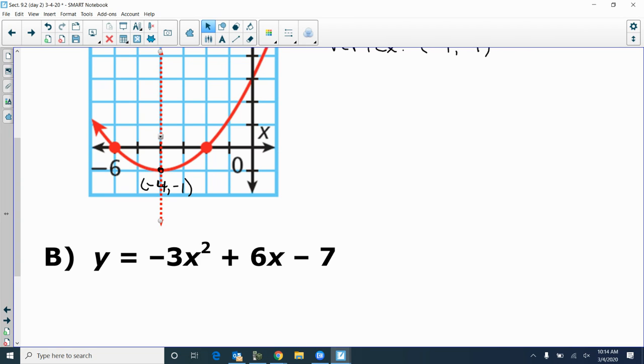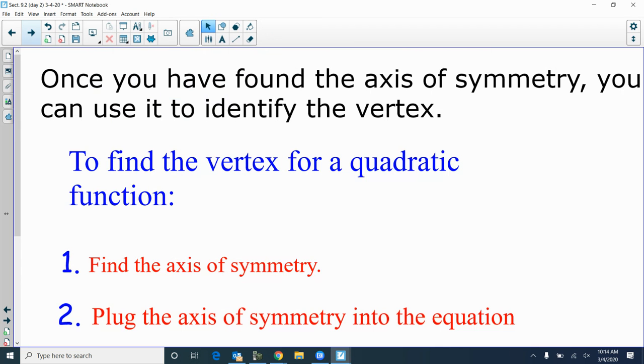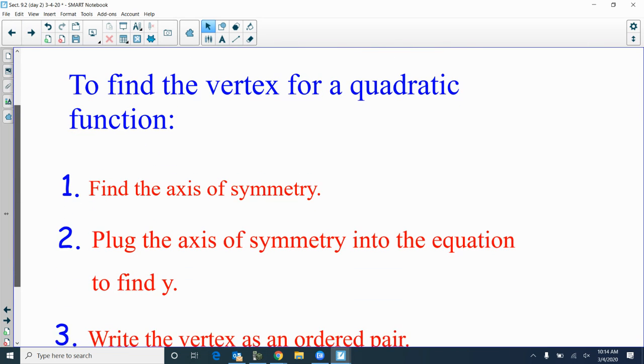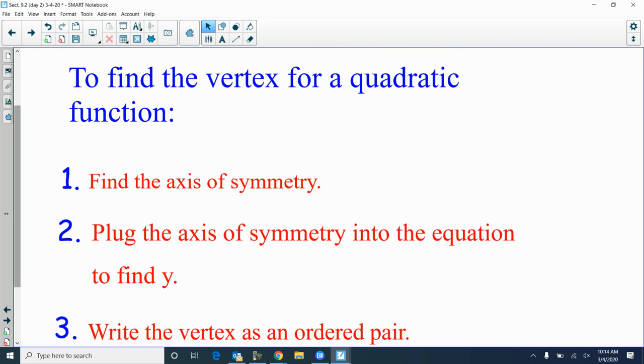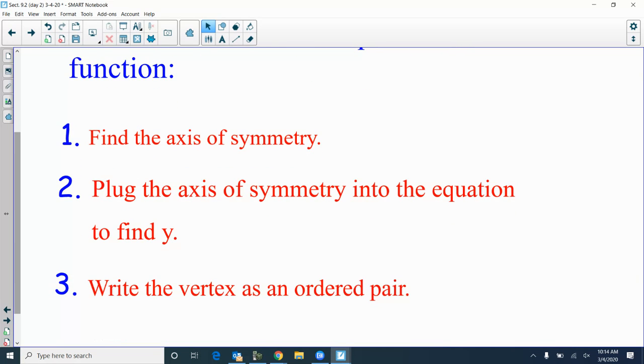All right, now if you look at the top of your paper, it does give you the procedure to do that. So take a look there. Now it says once you find the axis of symmetry, you can use it to identify the vertex. Here are your steps to find the vertex. Find the axis of symmetry, so x equals. Take the axis of symmetry, whatever that x value is, plug it into the equation to find y. Write the vertex as an ordered pair. So we're going to have to find the x value, plug it in to find the y value.